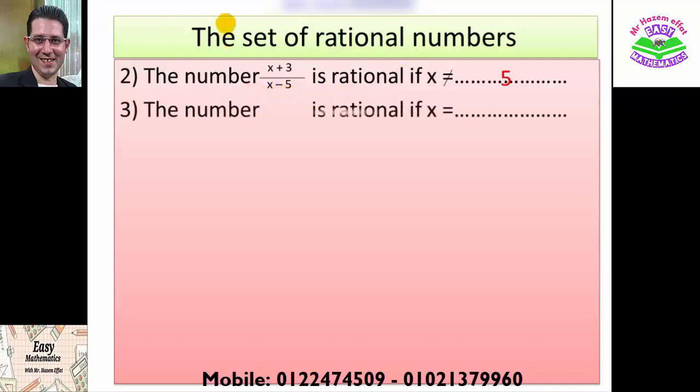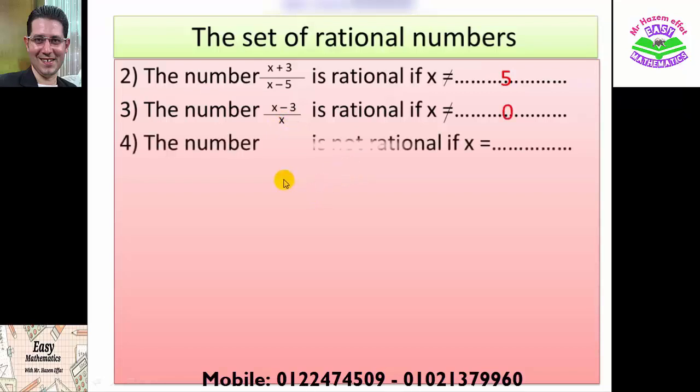Number 3. The number x minus 3 over x is a rational number if x not equals what? Because we have here in the denominator only x, so we exclude x equal 0. X not equal 0 in this case.